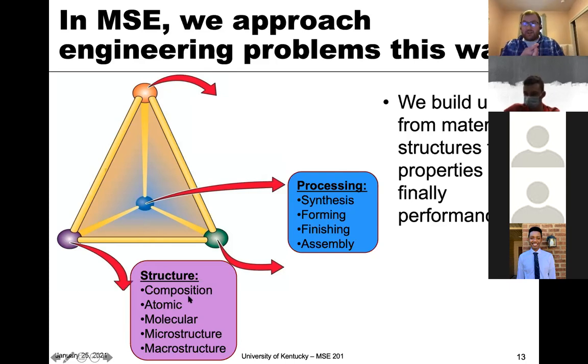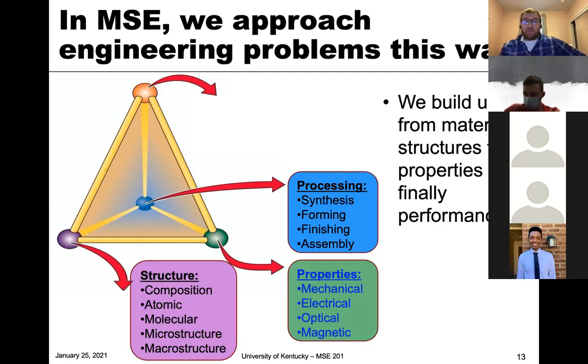So what's the composition, atomic composition, molecular. We can also look at microstructure, so bigger structures, not the atomic structure. And we also have macrostructure, like grains and things like that we'll cover in a later section. And this all leads to those properties.